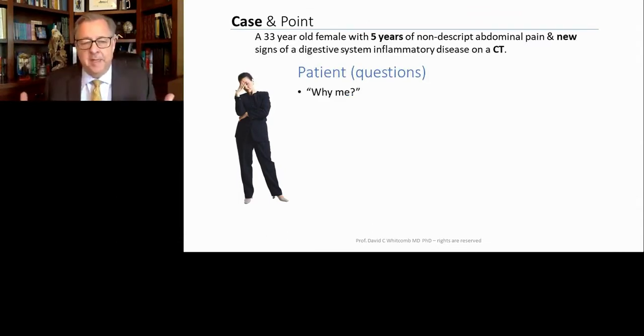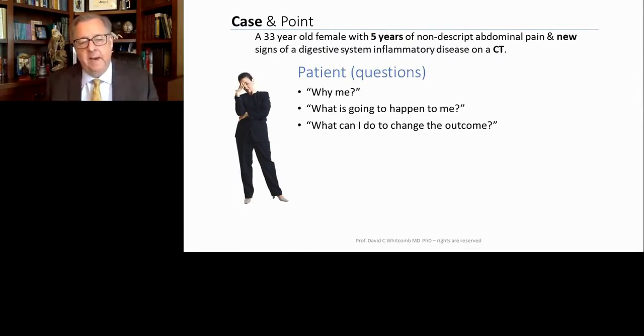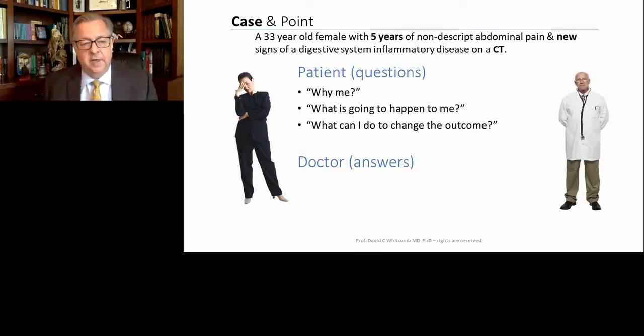Why me? Nobody in my neighborhood or my family has ever had anything like this before. What's going to happen to me? And finally, what can I do to change the outcome? Now, these are very obvious and important questions for people with a variety of complex diseases. So she does get a chance to see one of the world's authorities on this disease. And the doctor answers her questions in this way.